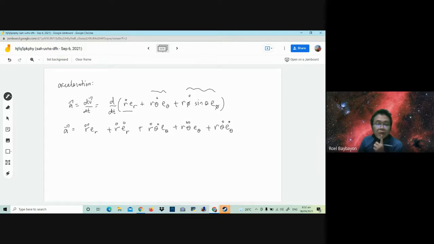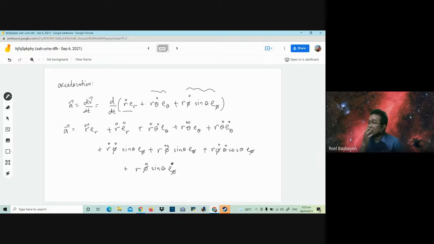1, 2, 3. Four, actually. I have 4 terms: r dot phi dot sine theta e phi plus r phi double dot sine of theta e phi plus r phi times the derivative of sine, which is cosine theta dot. So I have theta dot cosine of theta e phi, and the last one is r phi dot sine theta e phi dot. So I have 9 terms.